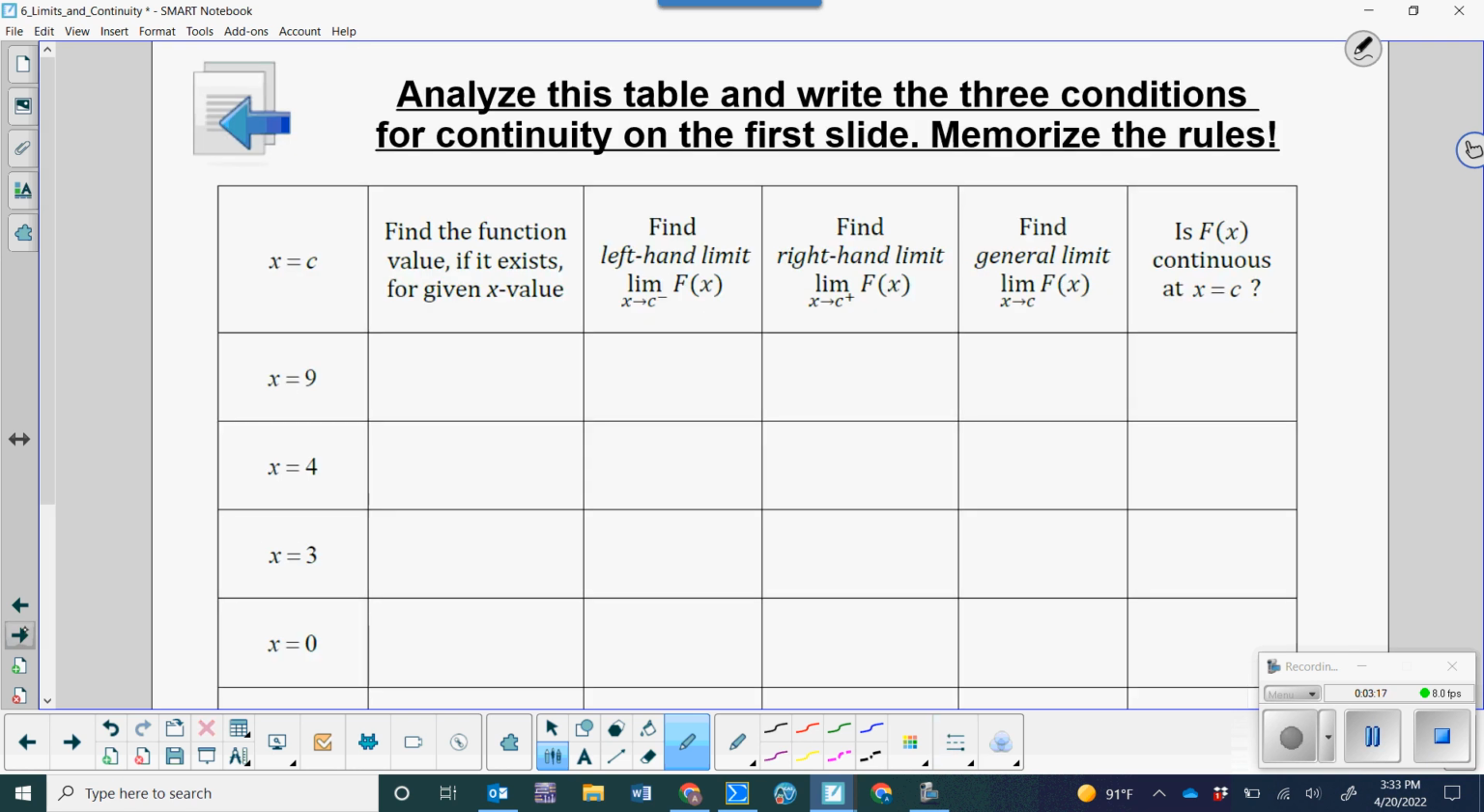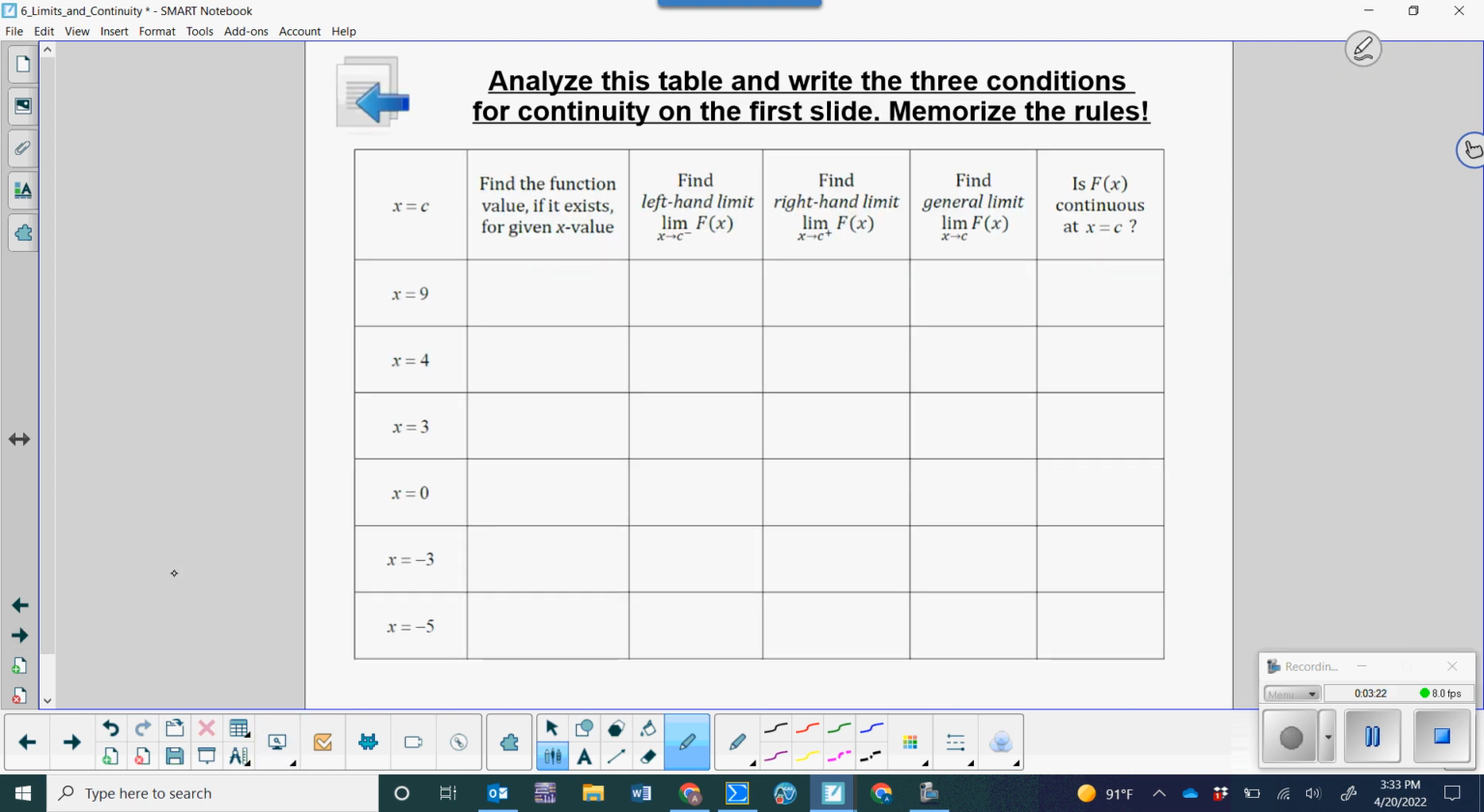So if we look at this next table, what we're going to do here is answer for that graph all the different things that we can see, to find out whether it's continuous or not. So if we go back to the graph, now you have the graph in front of you, so I'm not always going to flip back to the graph, but if I go back and look at x equals 9, what this table is asking me is things like the function value, left-hand limit, right-hand limit, general limit if it exists, and then is it continuous.